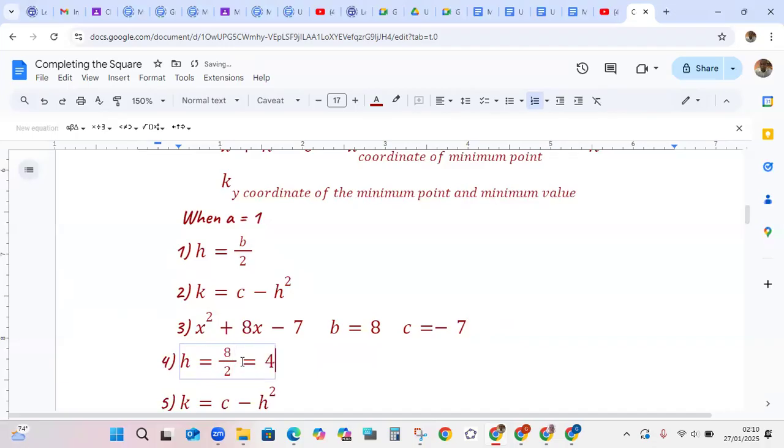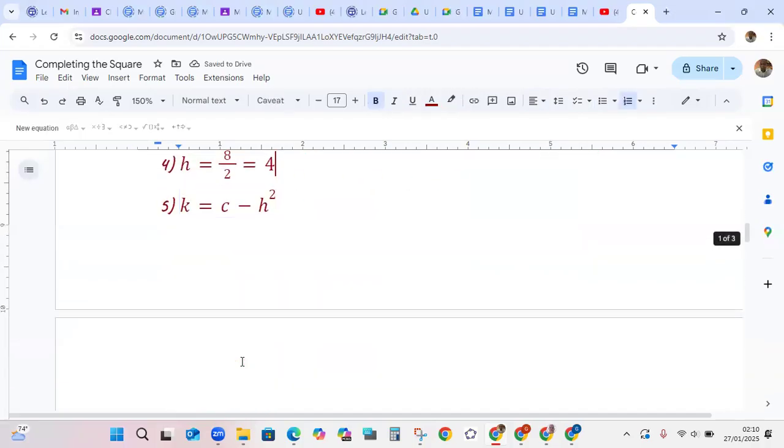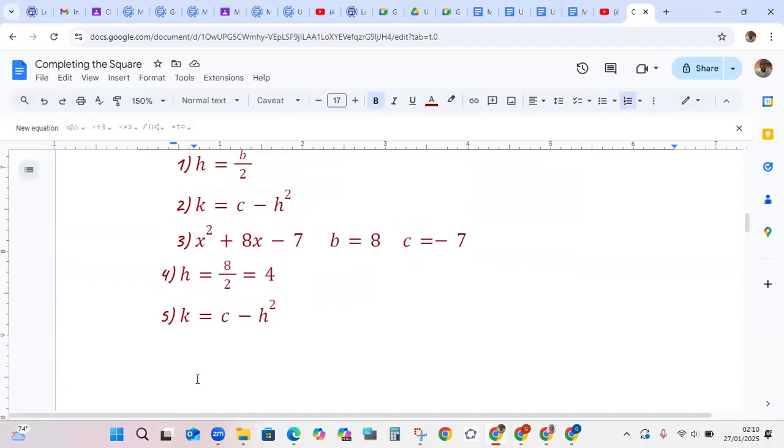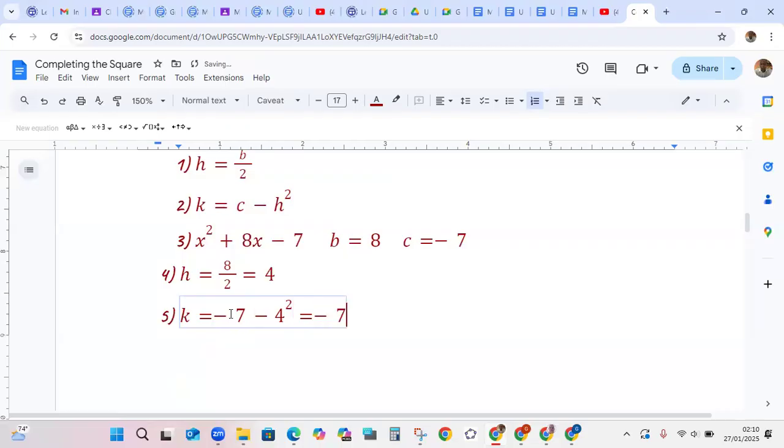Bear in mind, when you are looking at the video, you must have pen and paper ready, and you have to be participating in the video. You must do that for any math video. Now, k is equal to c, which is negative 7, subtract h squared, which is 16. So negative 7, subtract 16, you go further negative, that will be negative 23.